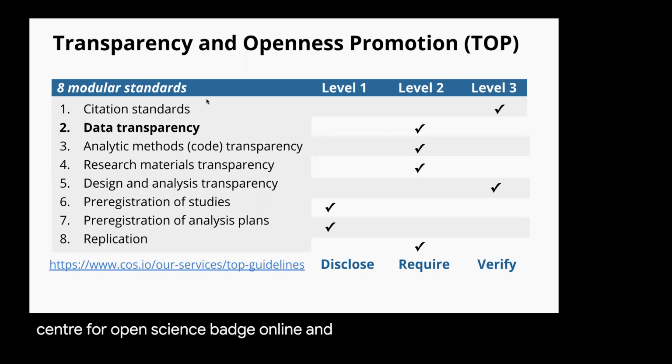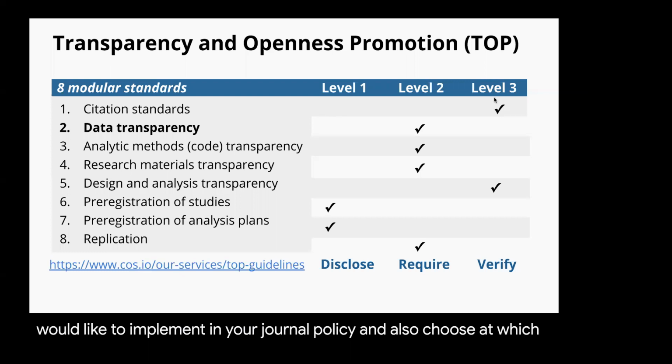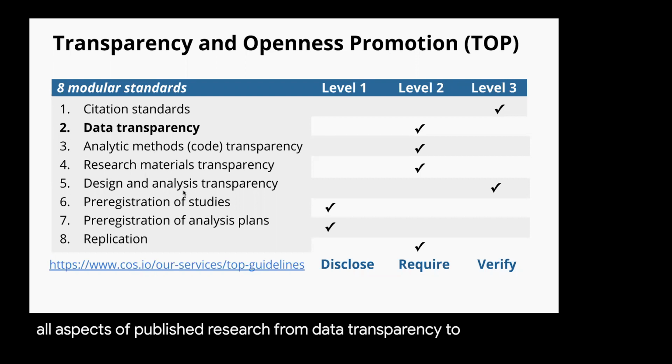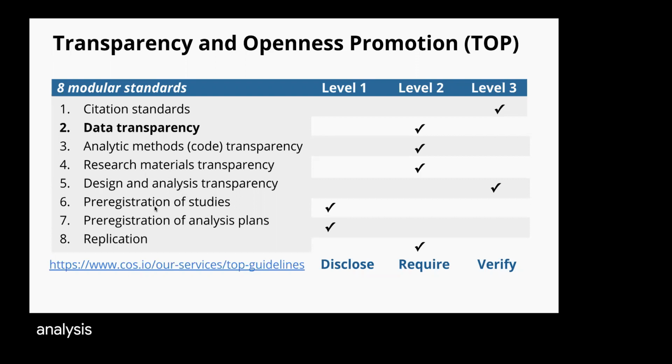And they have 8 standards, which are modular. So you can pick and choose which one you would like to implement in your journal policy, and also choose at which level this will be implemented. These standards reflect all aspects of published research, from data transparency to design analysis, pre-registration, and replications.